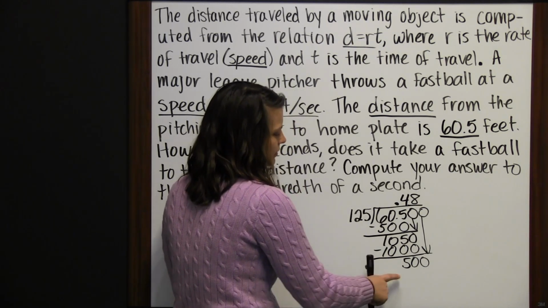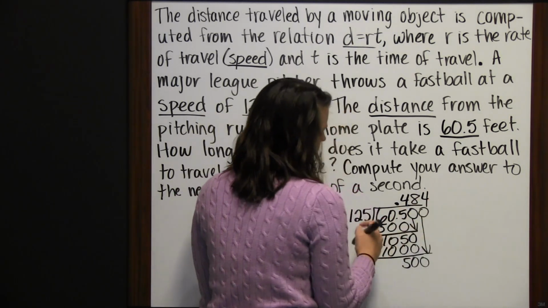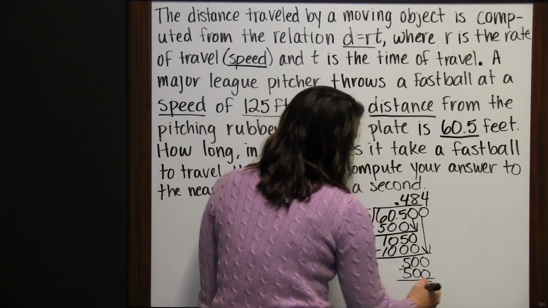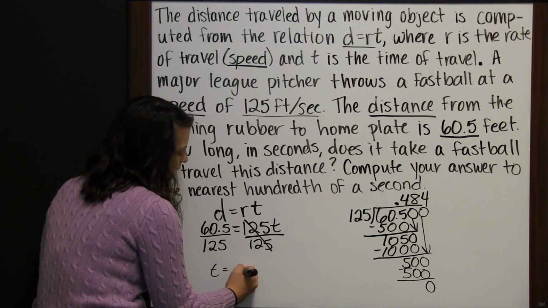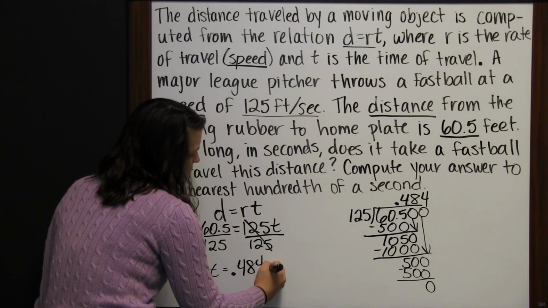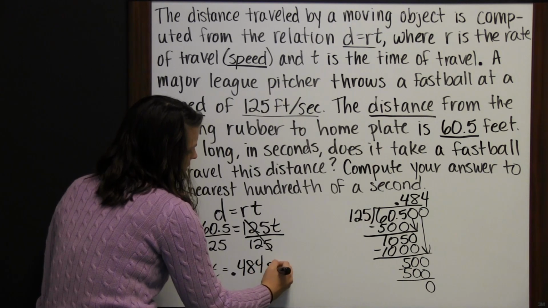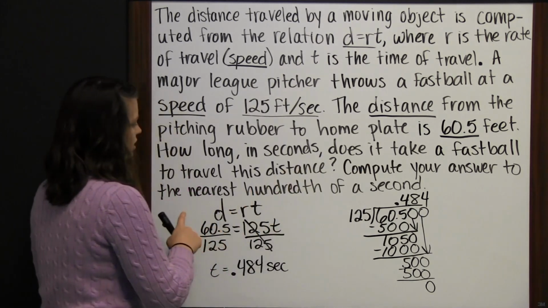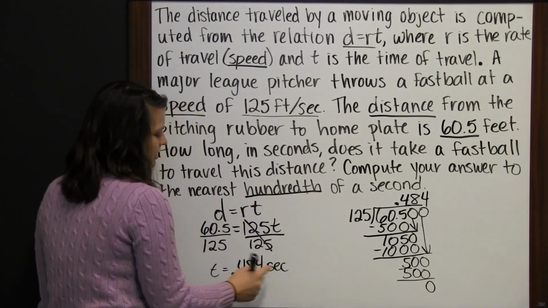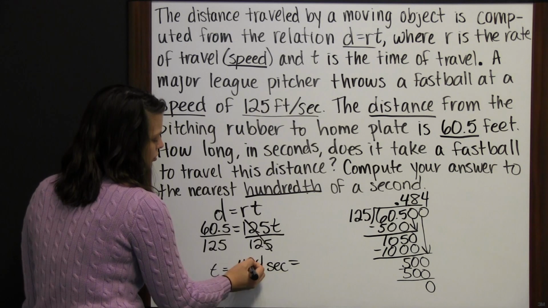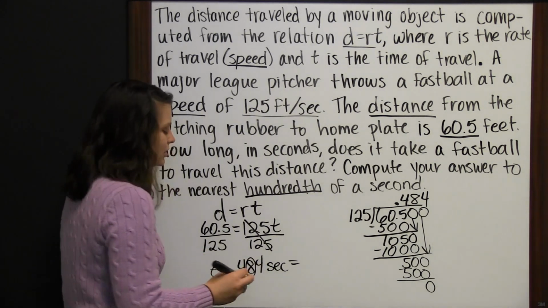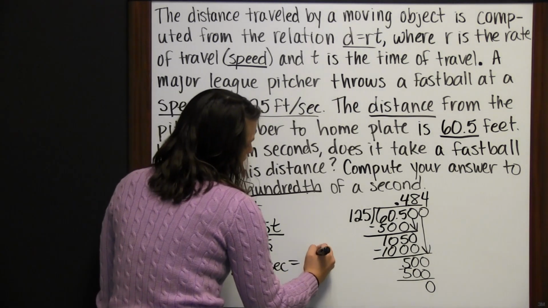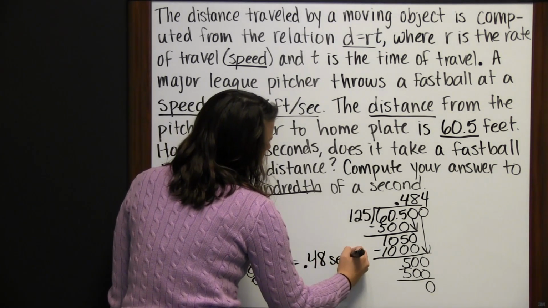And 125 goes into 500 4 times. 125 times 4 is 500. Subtract and you get 0. So that means that the time would be 484 thousandths seconds. But if we go back to our instructions, it said to compute your answer to the nearest hundredth, which means I need to round this to the hundredths place. The 8 is in the hundredths place, and that 4 tells the 8 to stay the same. So it's simply 48 hundredths seconds.